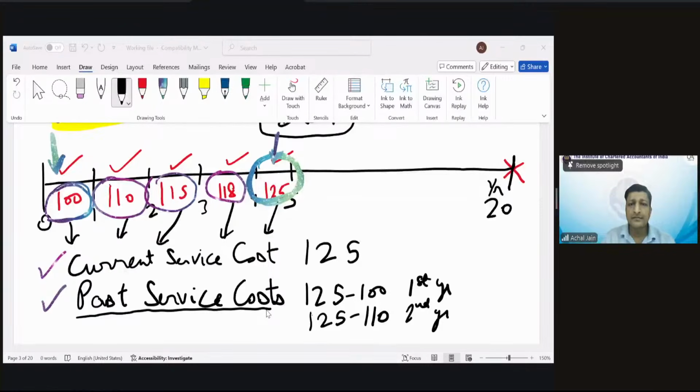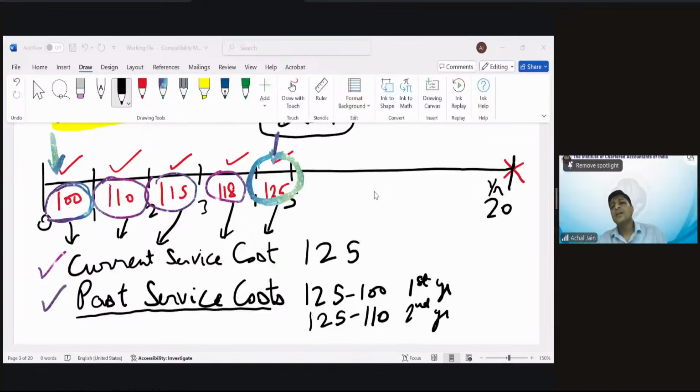Right? Clear? All right. So now, in this case, there's one more point which you need to understand and over which we'll have a detailed discussion as we move further in our next session. But I'll just quickly touch upon that point and then we'll wrap up our discussion for today. Shamli is asking, when do you record this past service cost? In the current year only.